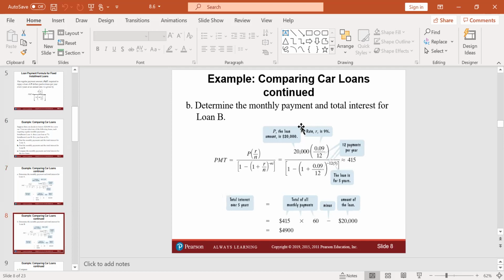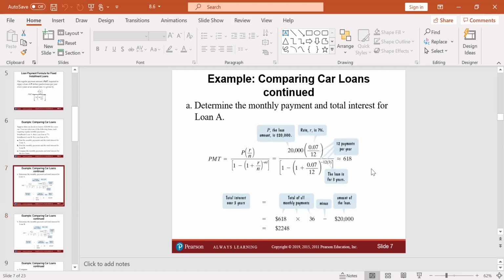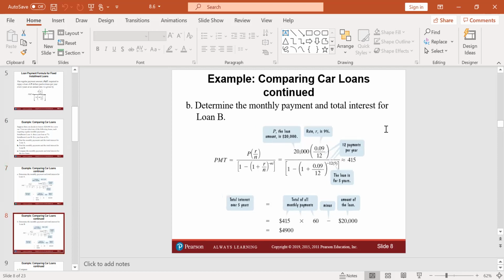If we go to loan B, where we did a 5-year loan at 9% interest, well, the 3-year loan at 7% was a $618 car payment each month. The 5-year loan is a $415 car payment each month. Hallelujah, thank the maker. We've got over $200 saved per month, right? It's $200 cheaper. Well, that is true.